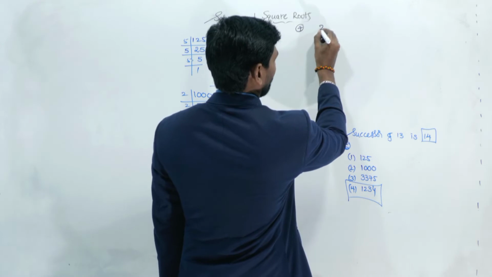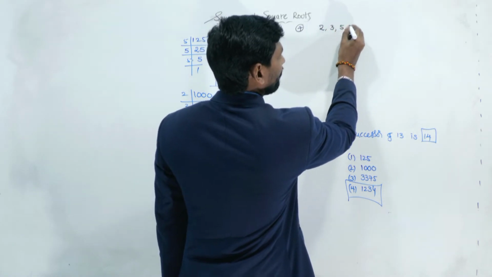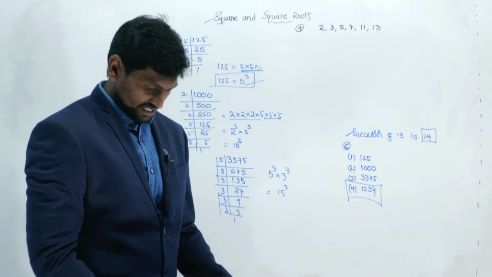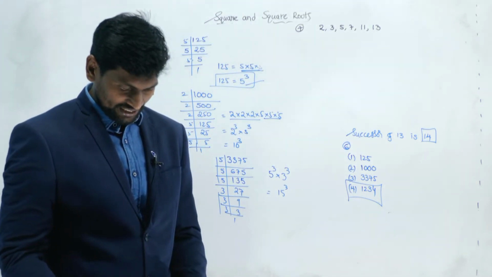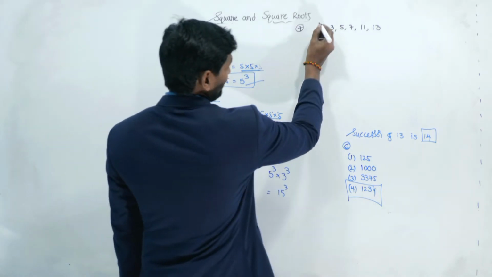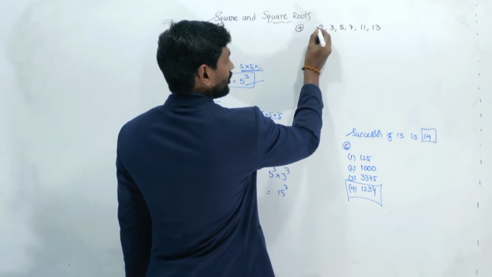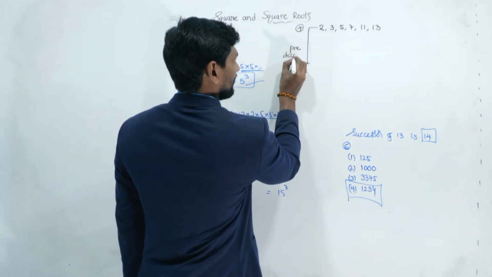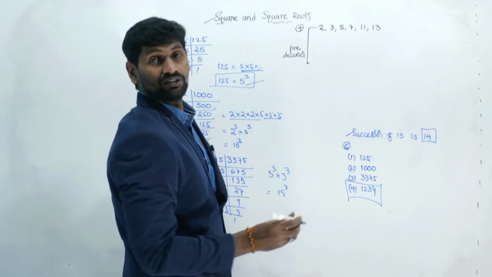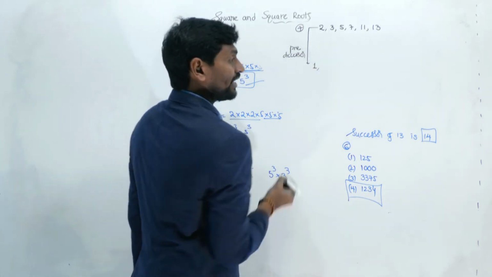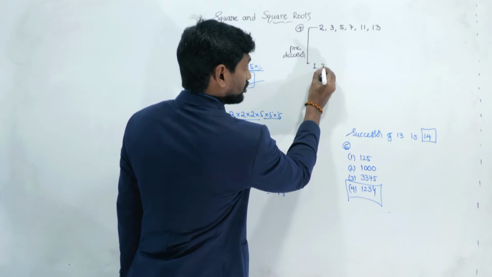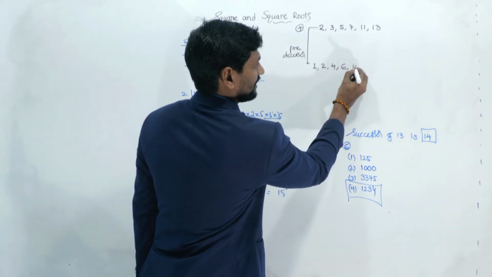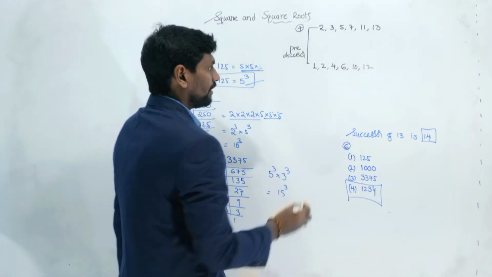Let us write some prime numbers here: 2, 3, 5, 7, 11, 13. These are all prime numbers. Here we are asked about the predecessor of a prime number. Predecessor means the number immediately before. So I am writing all their predecessors. The predecessor of 2 is 1. The predecessor of 3 is 2. The predecessor of 5 is 4. Next 6, 10, 12.